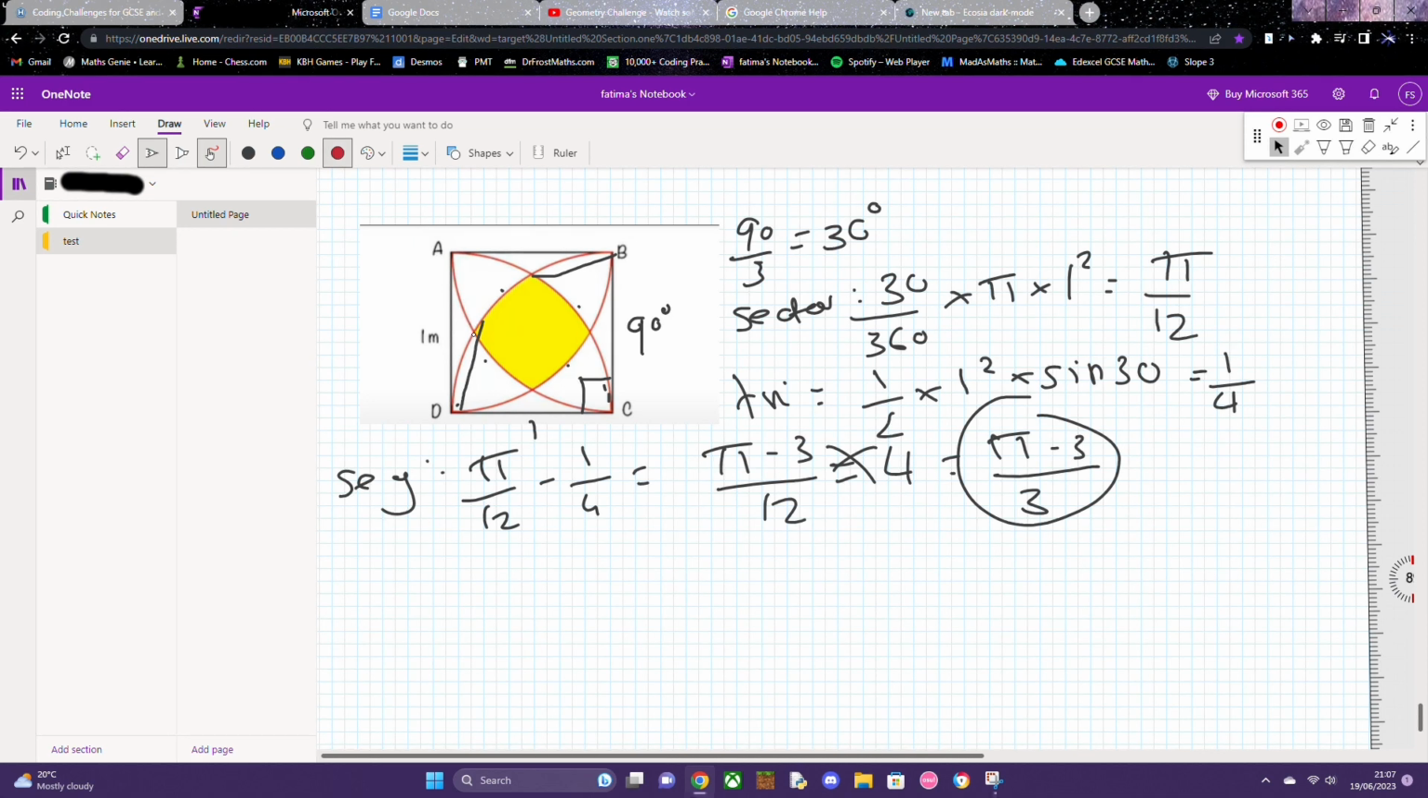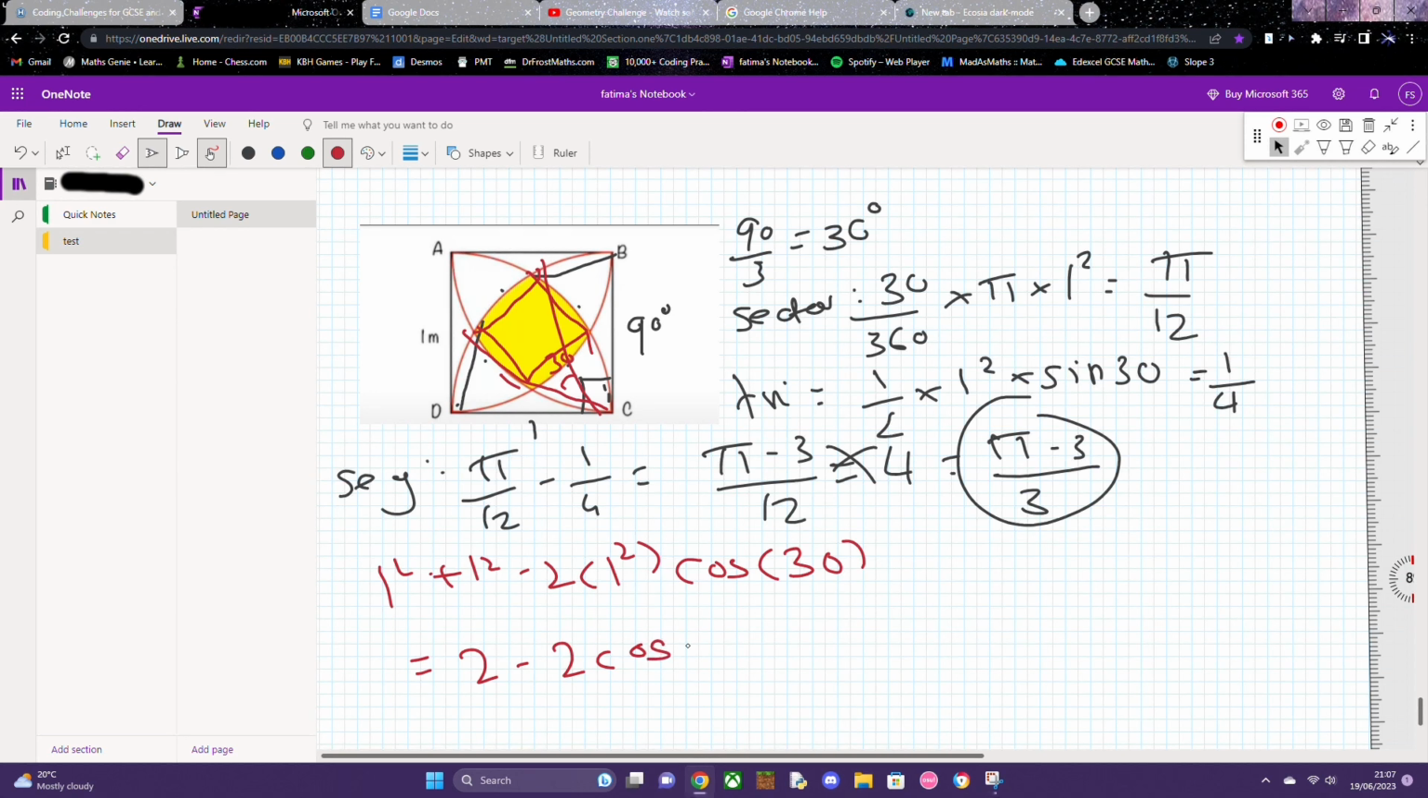Okay. So, after we work out the area of the sectors, you'll find that we're left with a square that's really poorly drawn. This might seem a bit tricky to work out, but you could just use the cosine rule, because we know this side's 1, this side's 1, the angle between them is 30. So the cosine rule, we're going to have 1 squared plus 1 squared minus 2 times 1 squared cosine 30. And that's going to give us 2 minus 2 cos 30, which is 2 minus root 3.